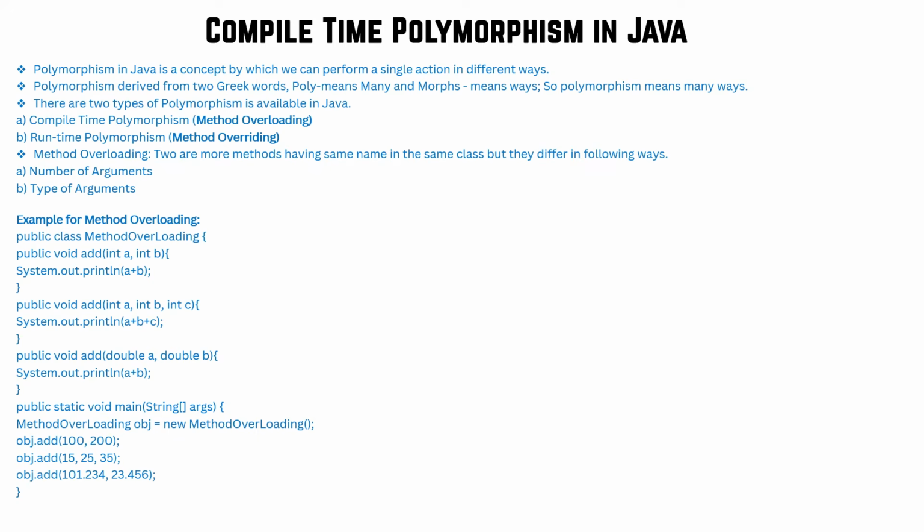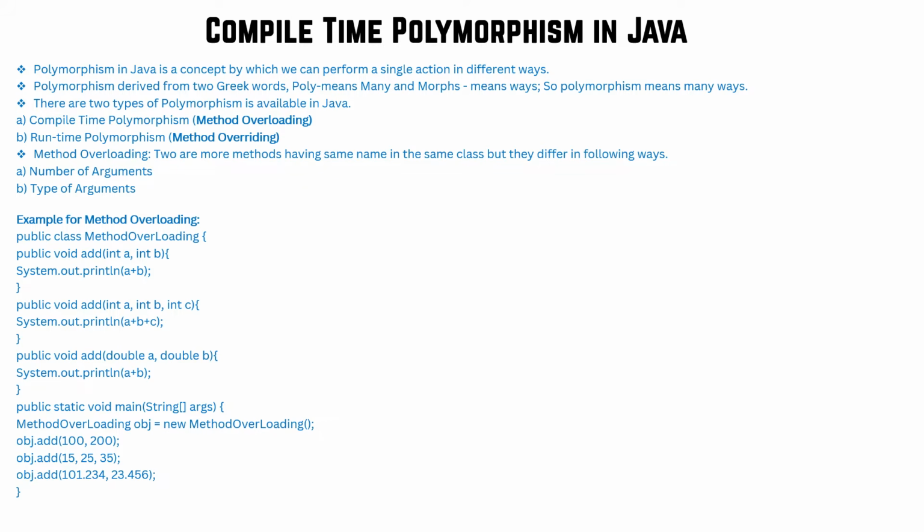Now we'll go to the second OOPS concept, which is nothing but polymorphism. Poly means many, and morphism means form. This is a Greek word. Polymorphism in Java is a concept by which a user can perform a single action in different ways. It is derived from two Greek words: poly means many, and morph means forms or ways, so many forms or many ways.